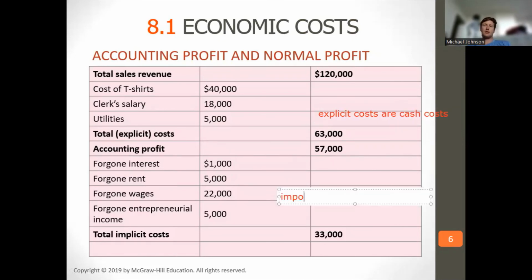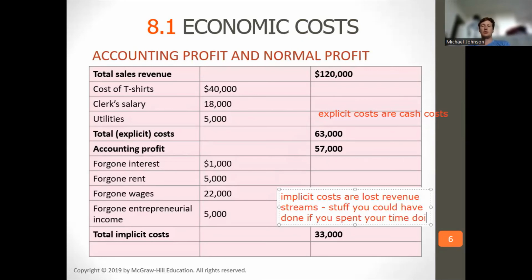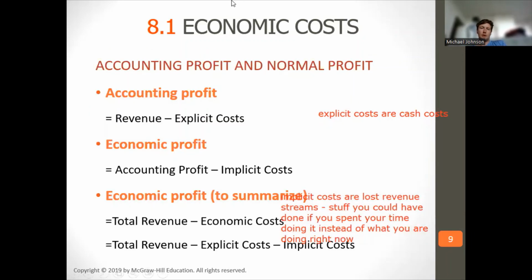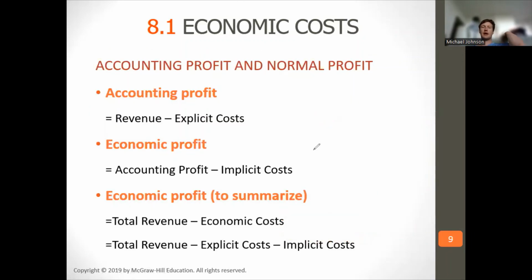And then implicit costs are lost revenue streams, like stuff you could have done with your time instead of what you're doing right now. So accounting profit is revenue minus explicit costs. Economic profit is accounting profit minus implicit costs. And economic profit is total revenue minus economic costs: total revenue minus explicit costs, minus implicit costs.